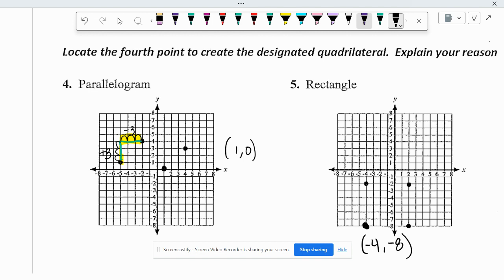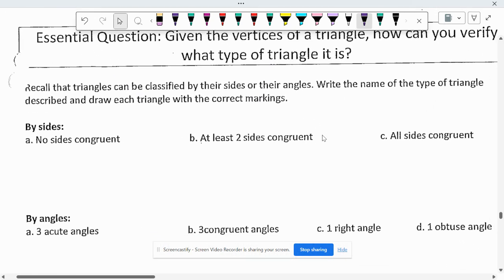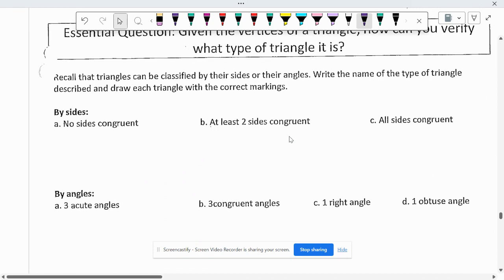Okay, now we're going to jump to some triangles. They're much easier. They have fewer points, right? So page 35, let's talk about some triangles. This is stuff that you learned in elementary and middle school.